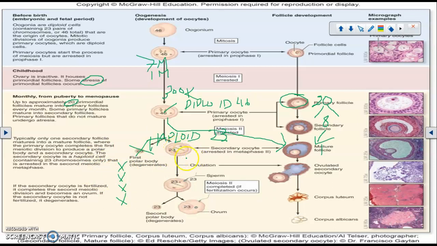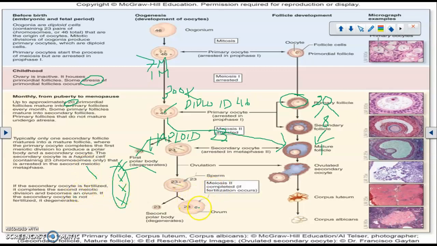When you ovulate, which is the expulsion of the egg from the follicle, meiosis 2 is not yet completed. You're still in metaphase, which means your chromosomes are still lined up in the middle. The only time you complete meiosis 2 is if you are fertilized. If no fertilization occurs, this egg becomes degraded, and the individual chromatids do not undergo anaphase.